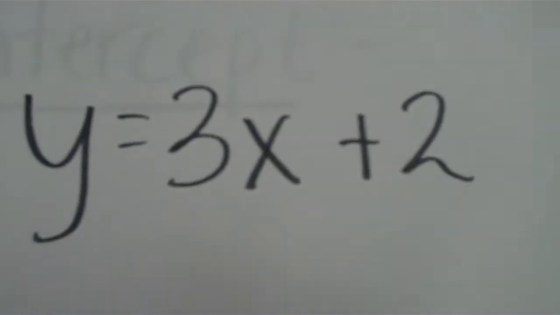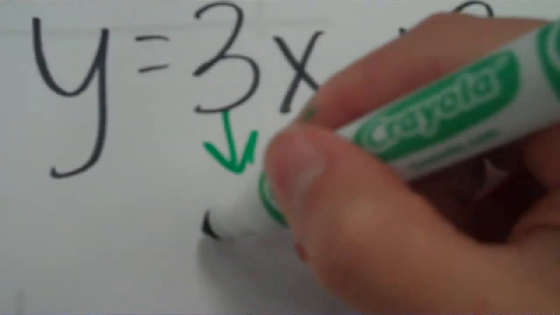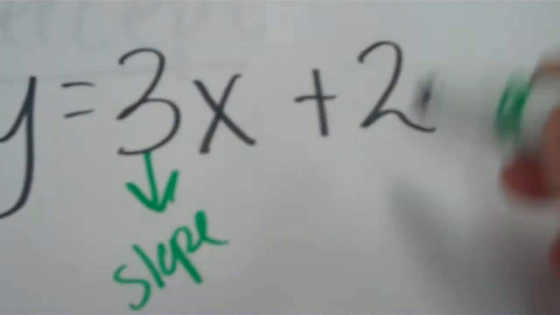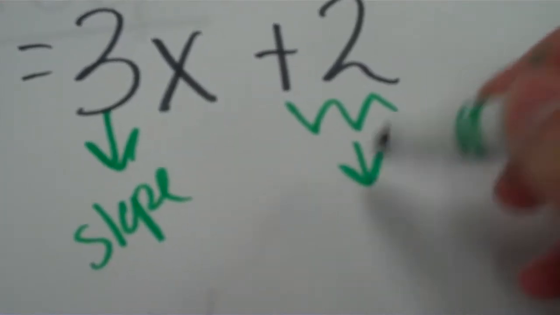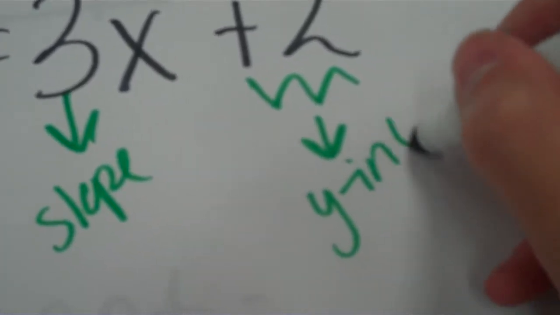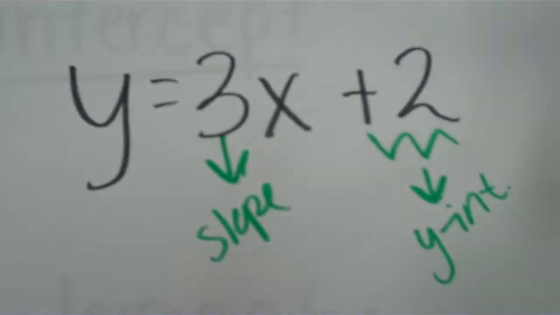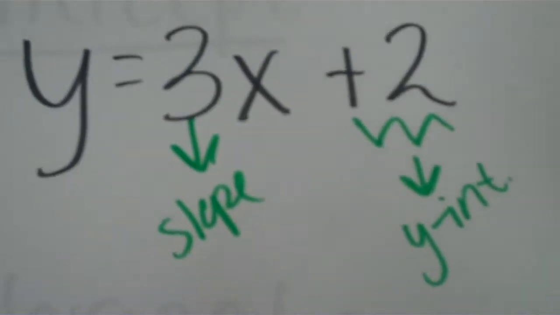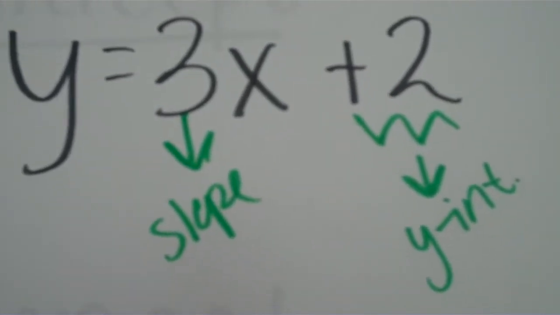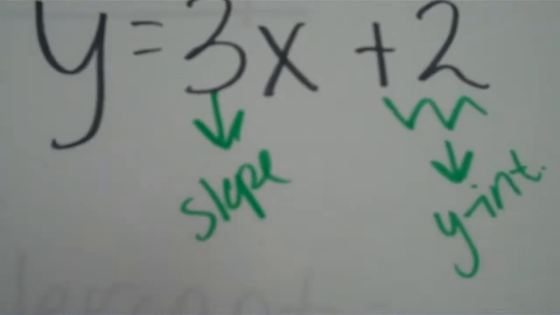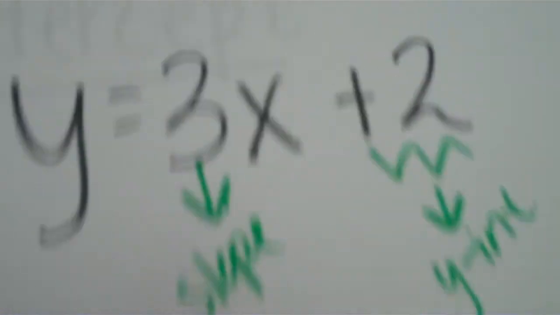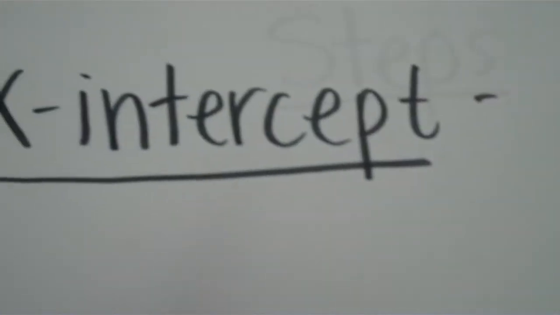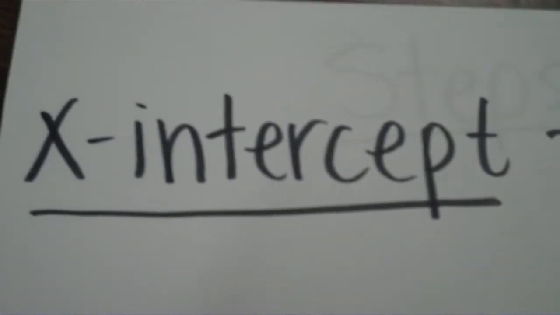So let's just review. This is slope-intercept form. We've done that before, where this is the slope and positive 2 is the y-intercept. Okay, we've done that. But nowhere in here does it give you the x-intercept. So that's what we're going to be talking about today, is how to find y-intercept and x-intercept in a different way. Okay? So, first off, write x-intercept.